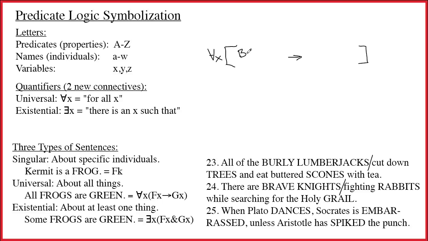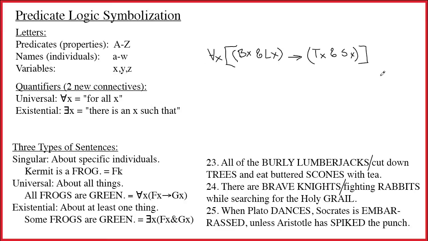How do you symbolize burly lumberjack? Well, it's an object that's burly, and it's an object that's a lumberjack. Since we're not talking about any named items, and since we have a quantifier in front, we're going to use the variable x to associate with this. We read this as x is burly and x is a lumberjack. And then what they're doing is cutting down trees and eating buttered scones with tea. Notice I'm not done because it's important that I get in some parentheses here. I have to group these properties and group these properties as well.